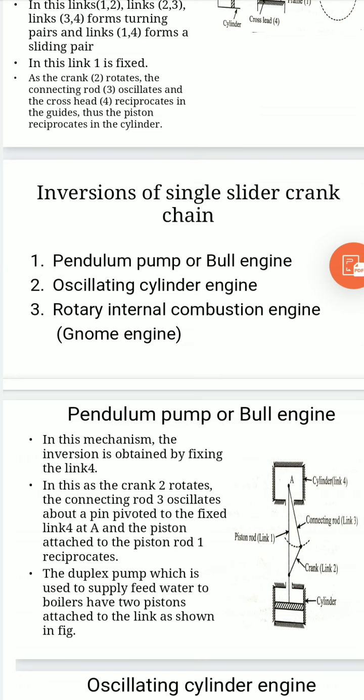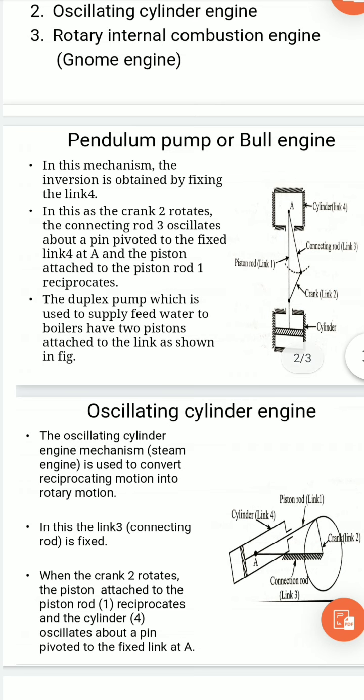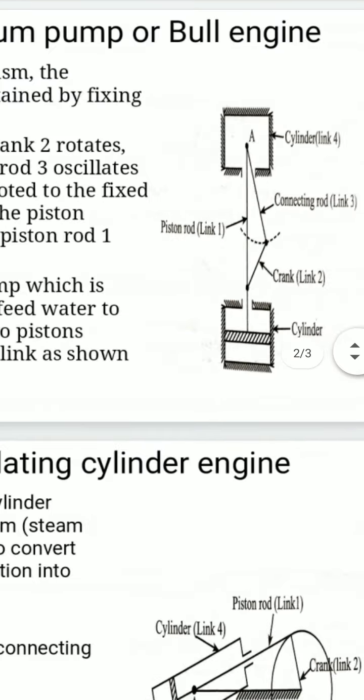That means at different times we are going to fix different links and study how the motion is obtained. Now the first one is the pendulum pump, which is also known as the bull engine. It is the first inversion of the slider crank chain. In this mechanism, the inversion is obtained by fixing link 4. As you can see in the sketch, link 4, which is the cylinder, is fixed.